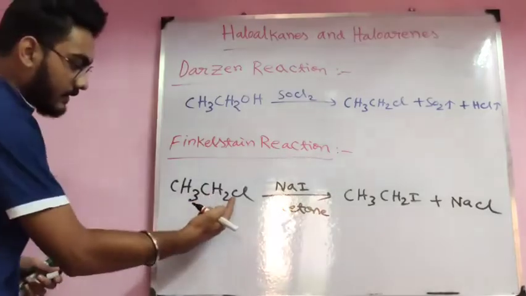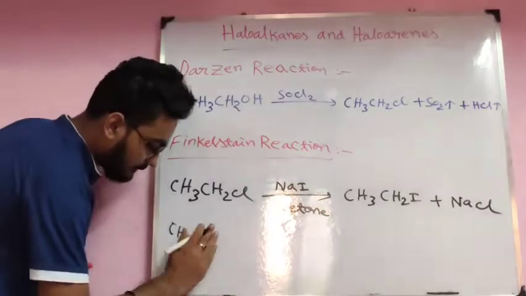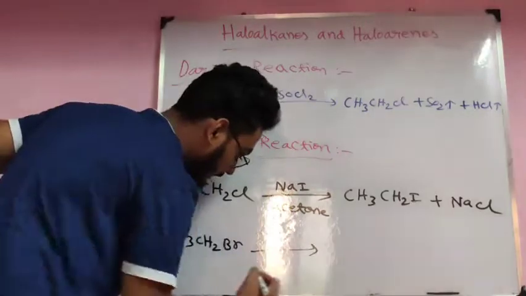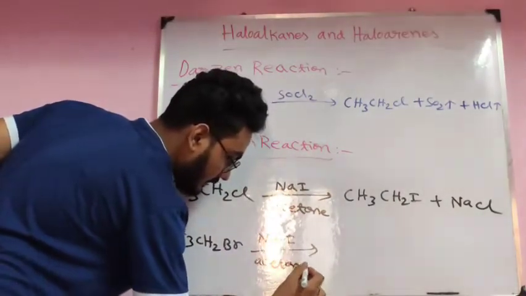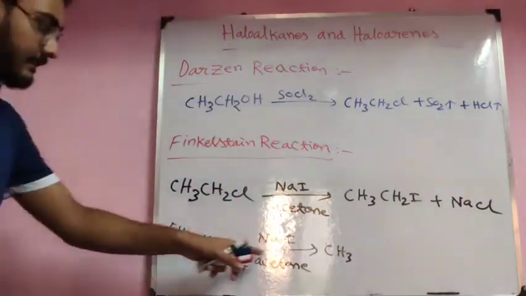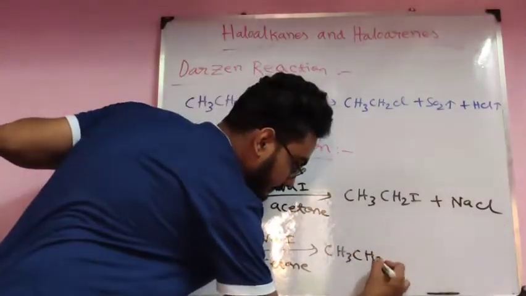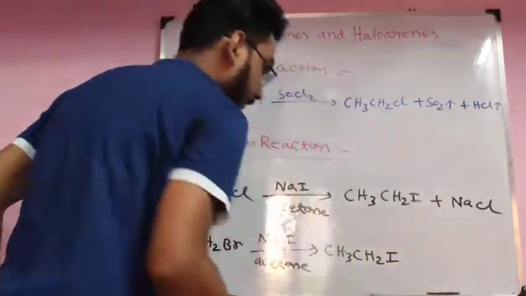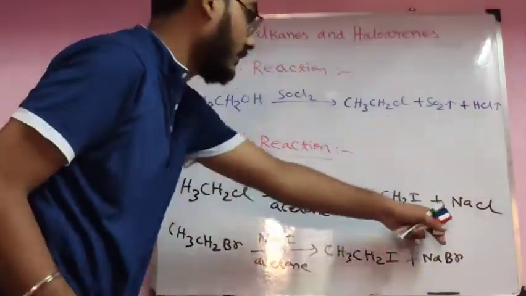In the same way, if the reaction is CH3CH2Br, this is 1-bromoethane, and you give sodium iodide in dry acetone, then the product will be 1-iodoethane, and the side product is sodium bromide. Earlier it was sodium chloride, this is sodium bromide.